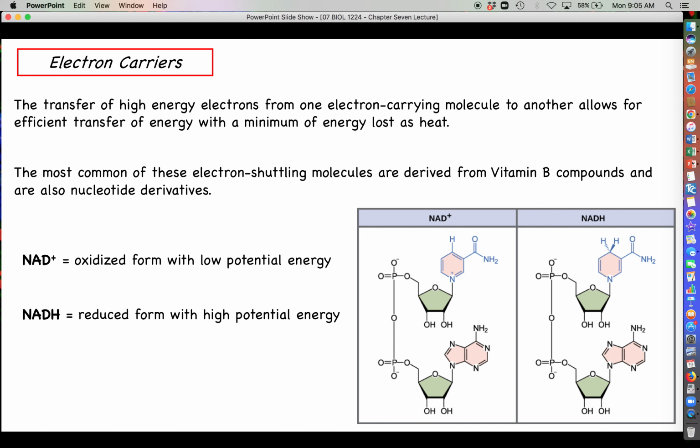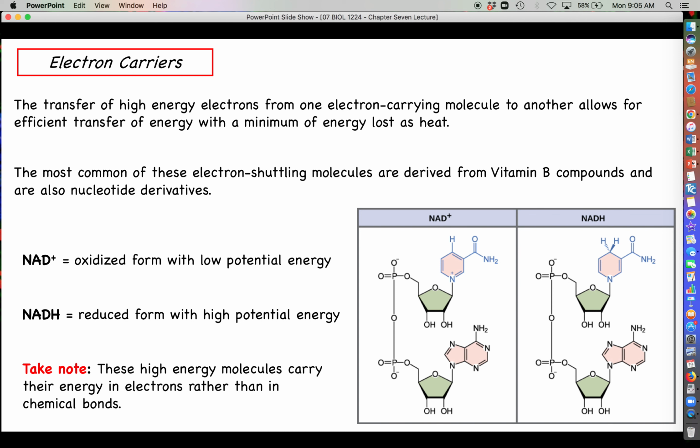One of the first things that you may want to focus on here before you go any further in the chapter is to make sure that you get it in your mind that NADH means high energy, NAD plus means low energy. That'll help you to keep track as we go into the different steps of cellular respiration, of where the energy currently is. You'll also want to make sure that you understand that these high energy molecules are not carrying their energy tied up in covalent chemical bonds. Rather, the energy is in the electrons that are being carried by the molecule itself.